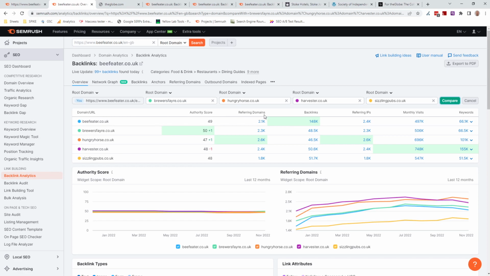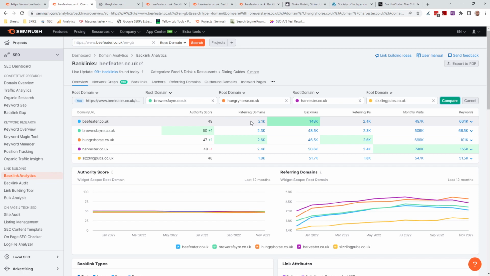Now, referring domains, so that is individual domains, individual websites that are linking to, say, Beefeater. So they've got 2.1 thousand referring domains. So the BBC, for example, that would count as one referring domain. And you could throw in there Wikipedia, that would be another referring domain, and so on and so on. So they've got quite a lot of individual websites that are linking.